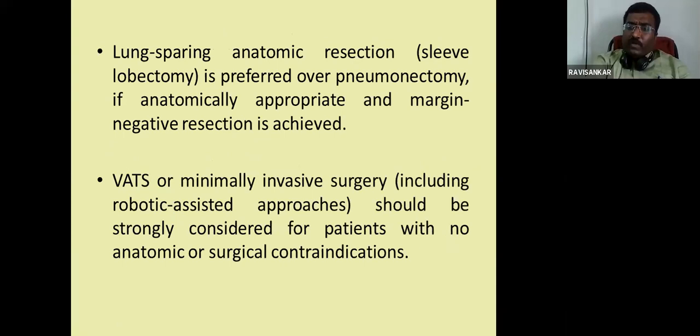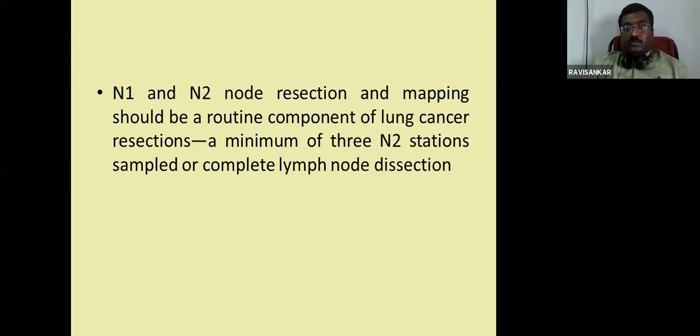Preferably do a lung sparing procedure. Pneumonectomy can be avoided unless the tumor is large or in the central quadrant. VATS, video assisted thoracic surgery, is found to be equivalent in oncological outcomes if it is done in an ideal center by an ideal surgeon with experience in VATS. Ideally, the lymph node sampling should include N2; the mediastinal nodes should be mapped. At least 3 N2 stations should be sampled or a complete lymph node dissection should be done.